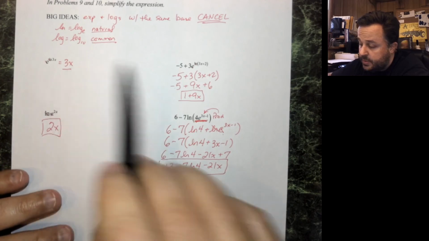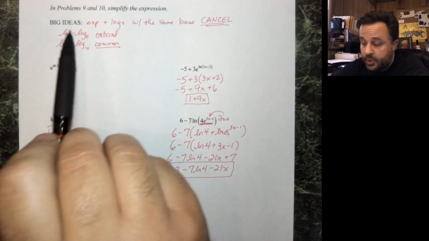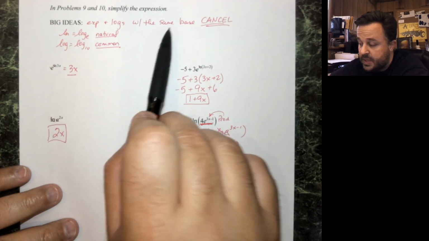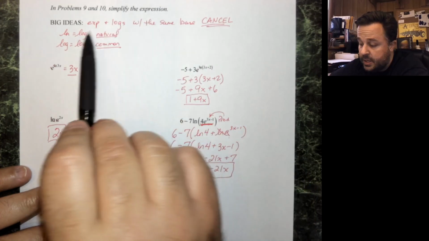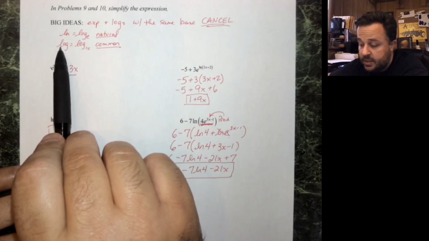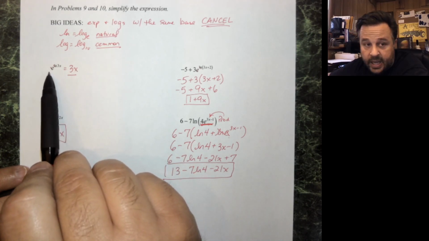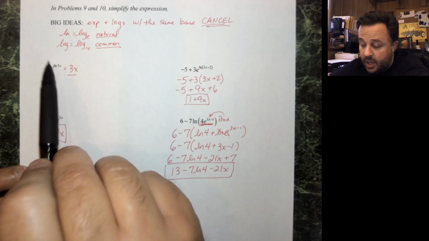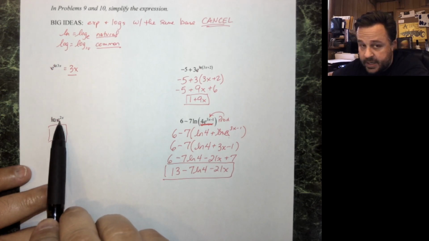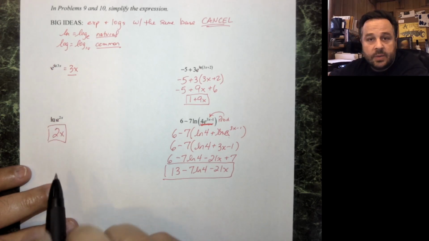So again, the whole idea with problems like this is just remembering that exponentials and logs with the same base will cancel each other. ln is the log base e, log is the log base 10. Anytime we're taking an exponential function of a log or a log of an exponential with the same base, they will cancel each other out.